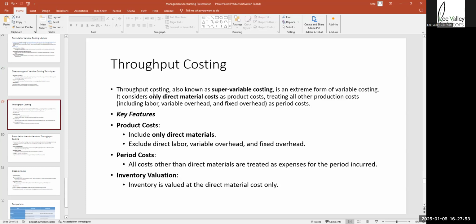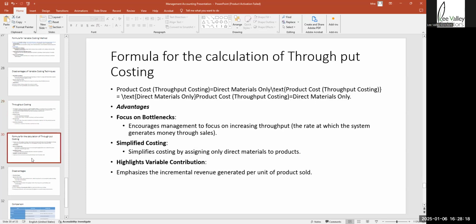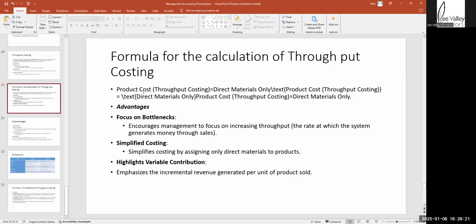Throughput costing, also known as super variable costing, is an extreme form of variable costing. It considers only direct material cost as product cost. Its key features are: product cost only includes direct material. Period cost: all costs other than direct material are treated as expenses. Inventory valuation: valued at direct material cost only. So the next is formula for calculation of throughput costing. This is the formula given for throughput costing.